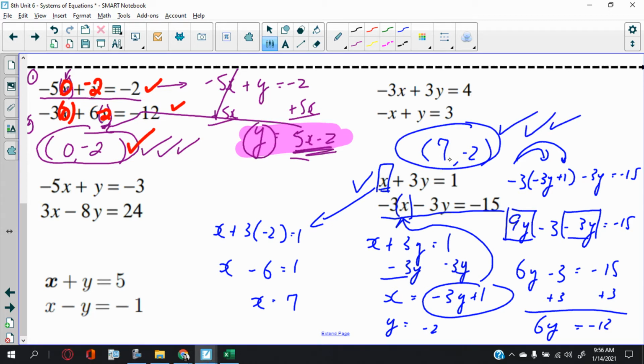And then you can check your answer by substituting these values for x and y into both equations. Wow, okay. That feels very long.